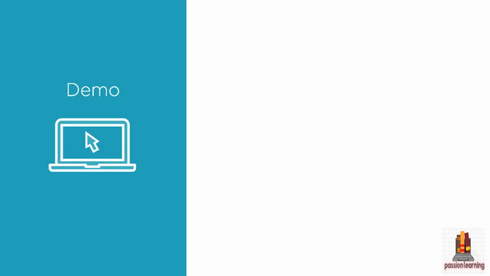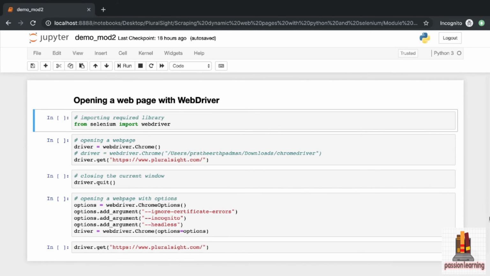In this second demo, you'll get to learn how to open a web page using the WebDriver. This demo serves 2 purposes. The first is, as stated, you'll get to see how to open a web page with the WebDriver, which is the first step to scraping a dynamic web page. The second is, you'll get to see if all of your package installations from the previous demo work correctly and are in place. So, let's get to it.